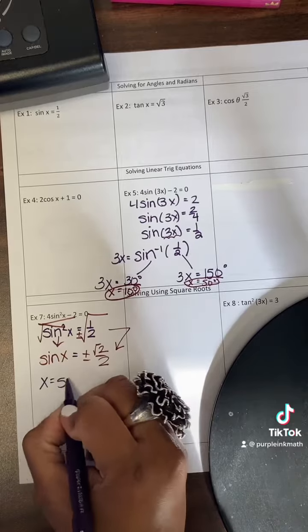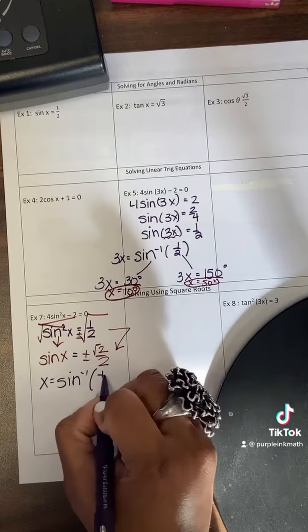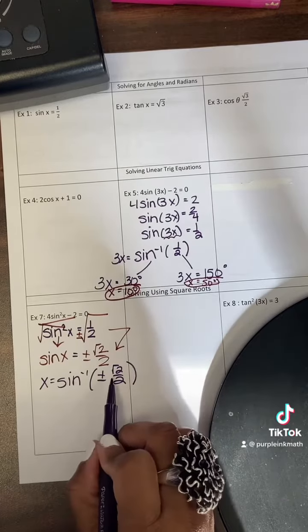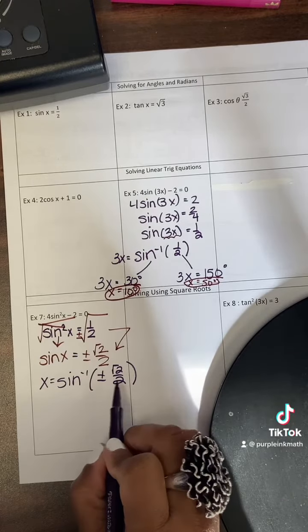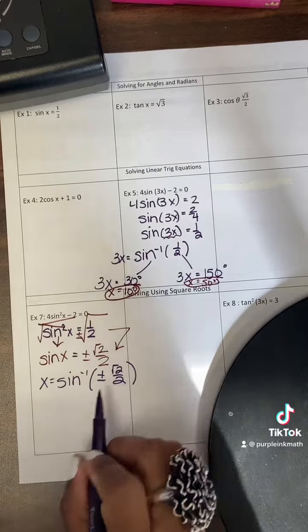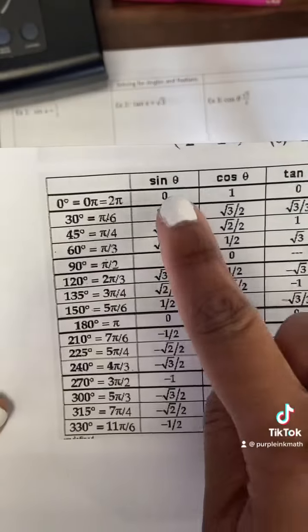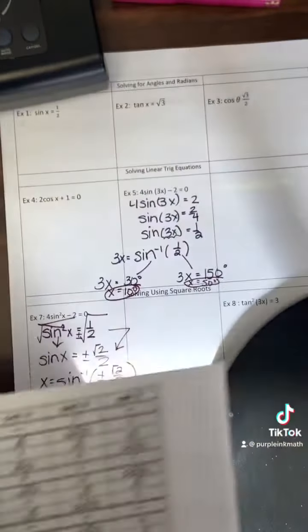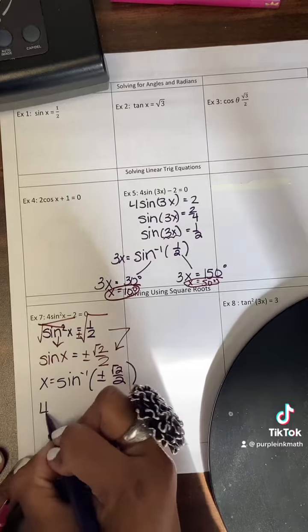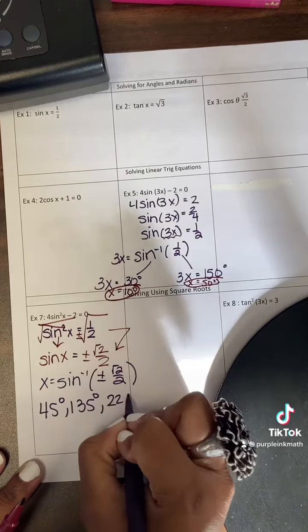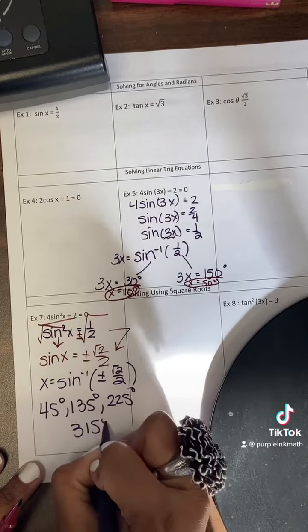So I'm going to move sine to the other side. And I want to know whose sine is a positive square root of 2 over 2 and a negative square root of 2 over 2. So I'm going to look at both of those on the chart here. I'm looking in the sine column. And my answers are 45 degrees, 135 degrees, 225, and 315.